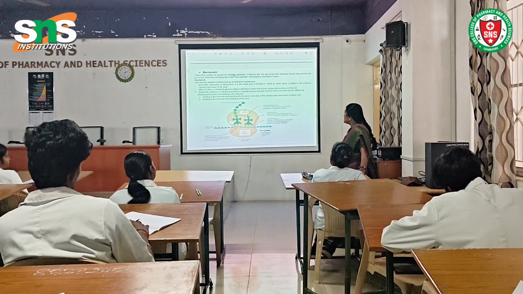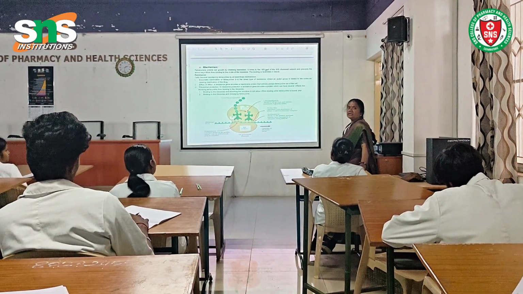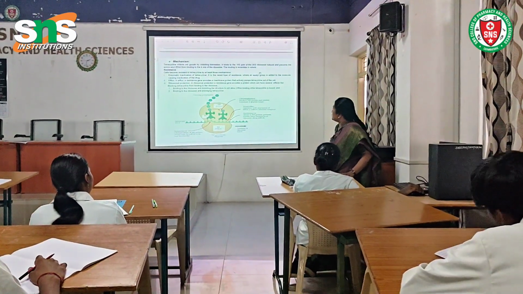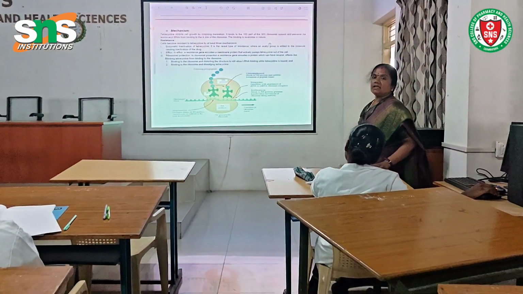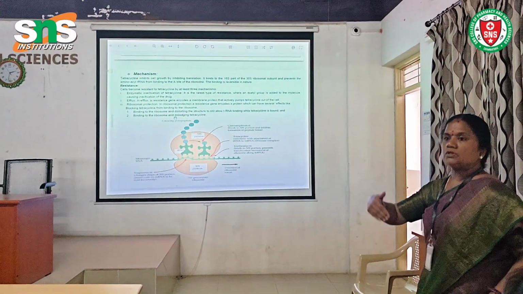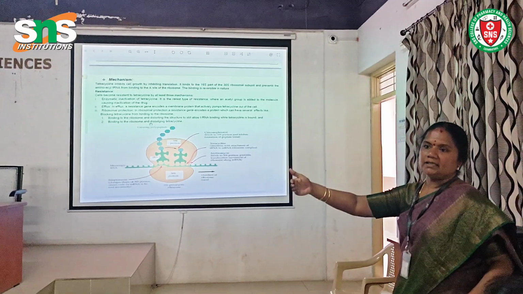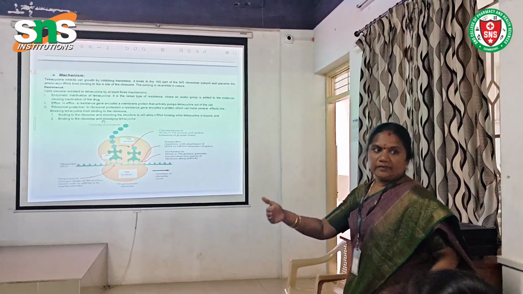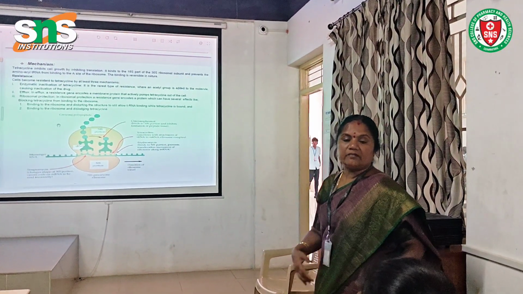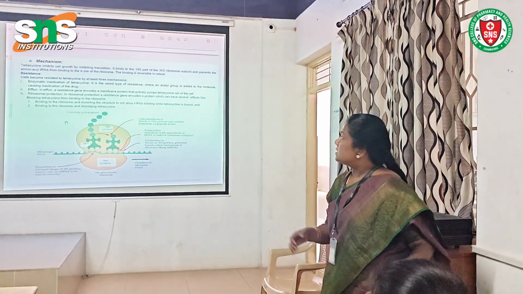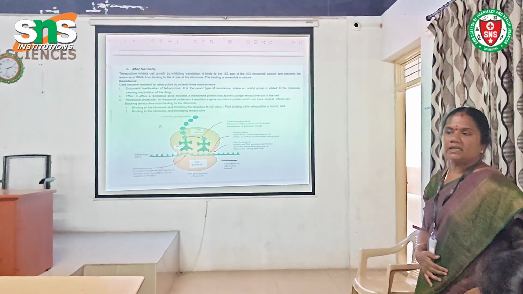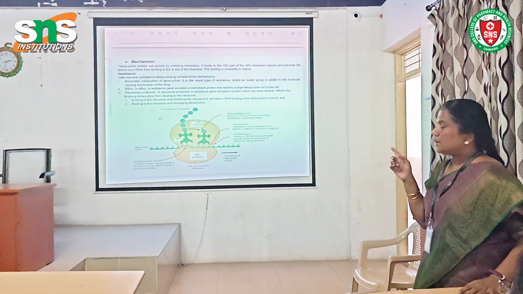And what is the unit involved? 30S ribosomal subunit. And what is the enzyme involved? Aminoacyl-tRNA enzyme. So from the transfer RNA to the messenger RNA, the messenger will carry the amino acids. There itself it has been stopped. So the mechanism is that the translation step is affected. What is the step affected? Translation step.